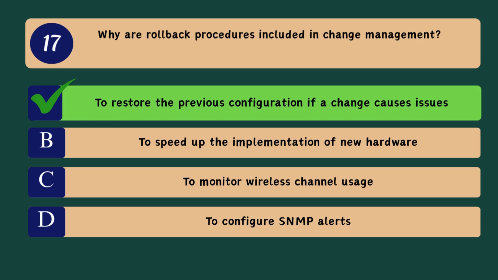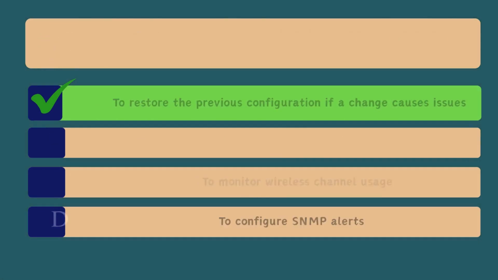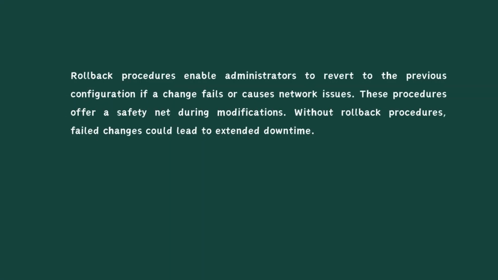Correct answer. A. To restore the previous configuration if a change causes issues. Rollback procedures enable administrators to revert to the previous configuration if a change fails or causes network issues. These procedures offer a safety net during modifications. Without rollback procedures, failed changes could lead to extended downtime.